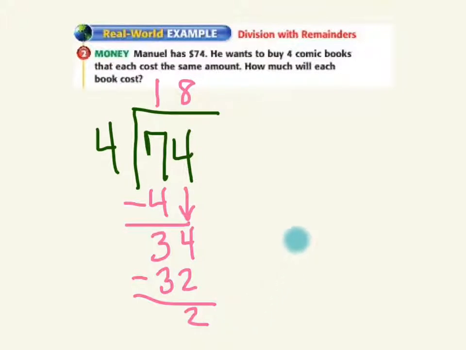You're going to learn soon how to add a decimal point, some zeros, and keep going. What you're going to learn right now is how to write the remainder. So you're going to take this 2 right here, and you're going to move it up there next to your answer. Your answer so far is 18, but you need to write 18 remainder 2. So it's going to cost $18 for each book, and he'll have $2 left over.